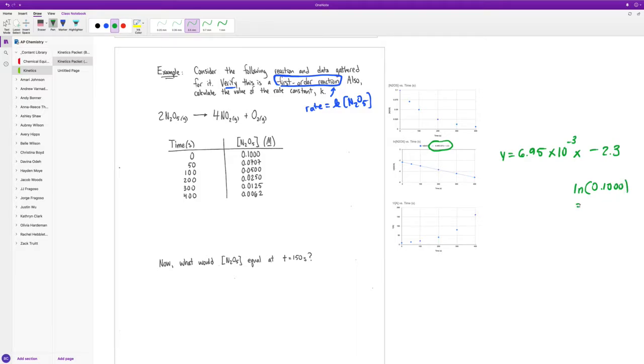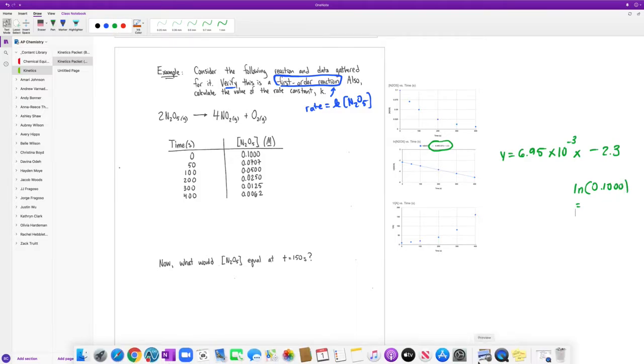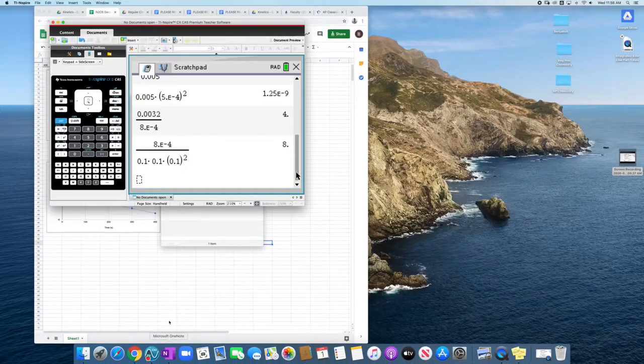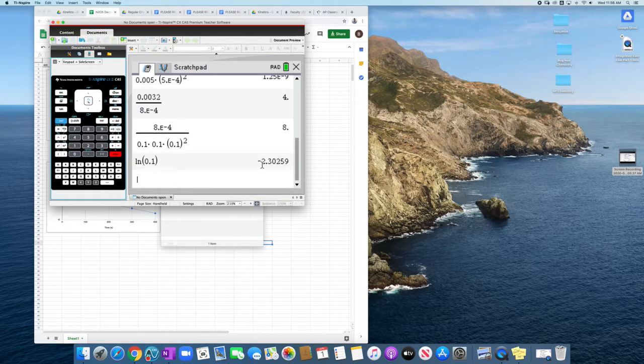Okay, and let's just grab the calculator and type that. The natural logarithm of 0.1. So negative 2.3025.